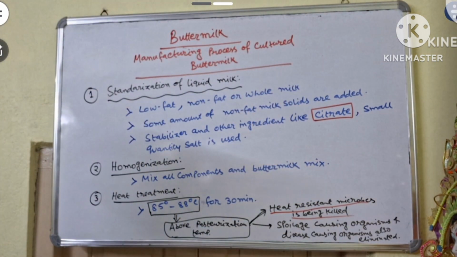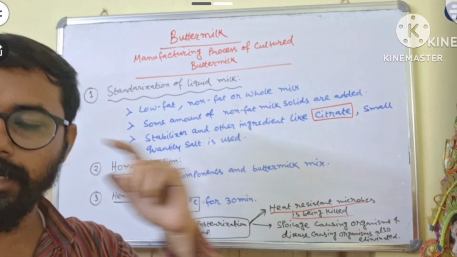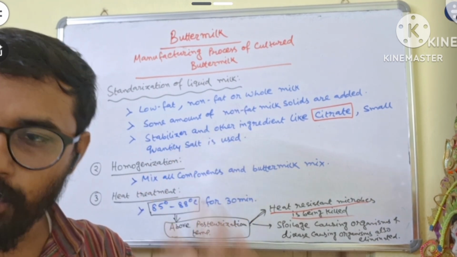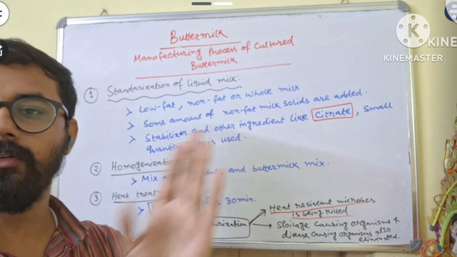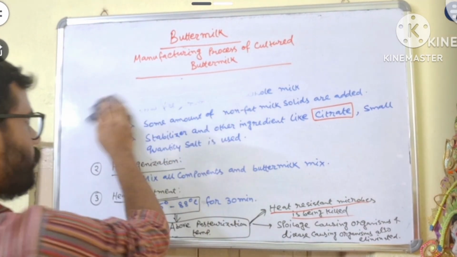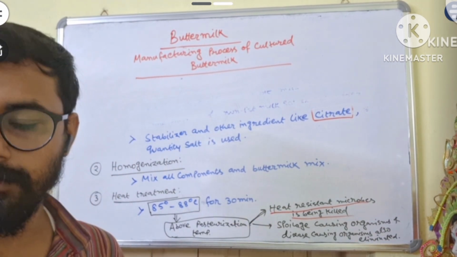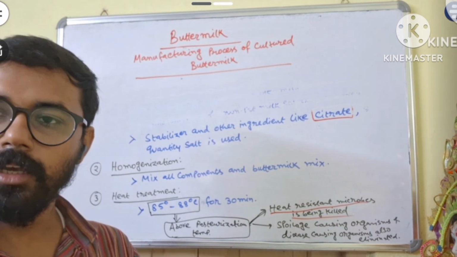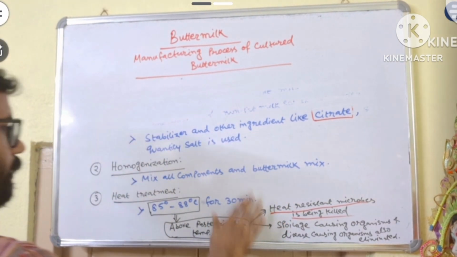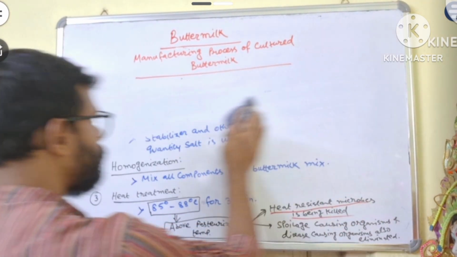And next step, before the starter culture addition, now the whole mix is above 80 to 85 degrees centigrade, so we cannot add starter culture at that point. We need to cool it to room temperature, then add starter culture. So the next step is cooling. This cooling is needed because if starter culture is added at that point, all the microbes in the starter culture will be killed. So it cannot be used right after the heat treatment. It needs to be cooled to room temperature. After that, we use the starter culture for buttermilk.